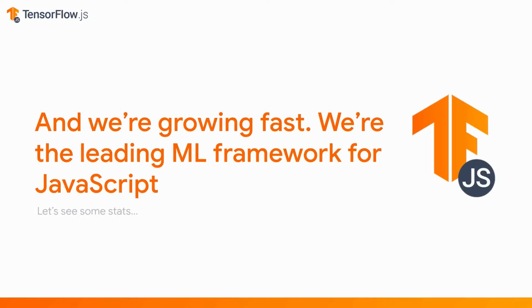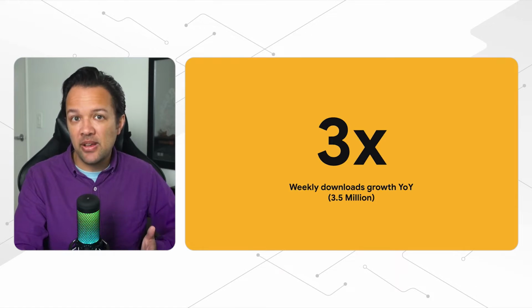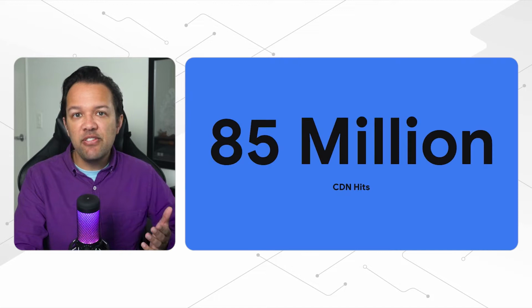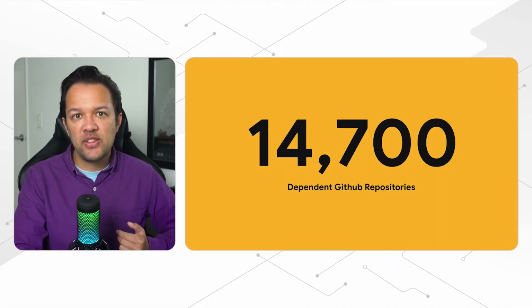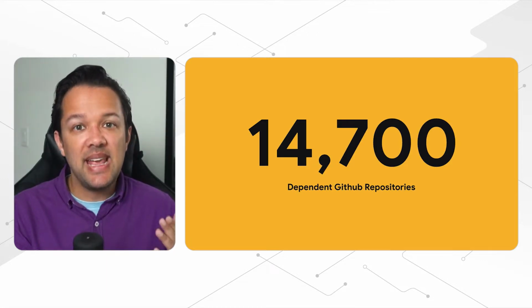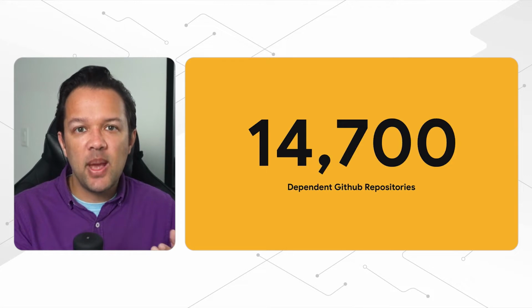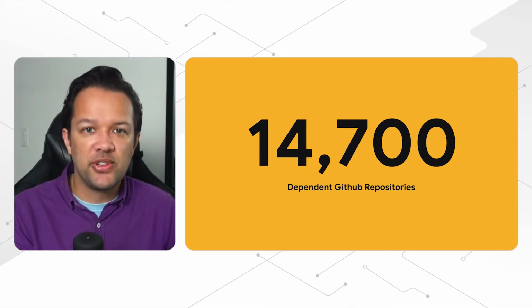And with all this progress, we're actually growing pretty fast. We're currently the leading ML framework for JavaScript globally, so let's see some stats. In just 1 year, we've seen approximately 3 times the growth in our weekly downloads, now standing at 3.5 million, which has led to over 85 million CDN hits, and over 14,700 projects that depend on TensorFlow.js on GitHub alone. It's really exciting to see how many people are taking their first steps of machine learning in JavaScript and seeing the community and ecosystem grow so fast.